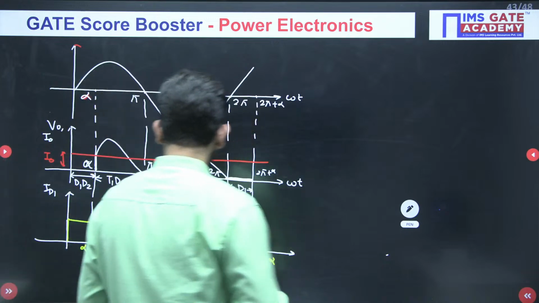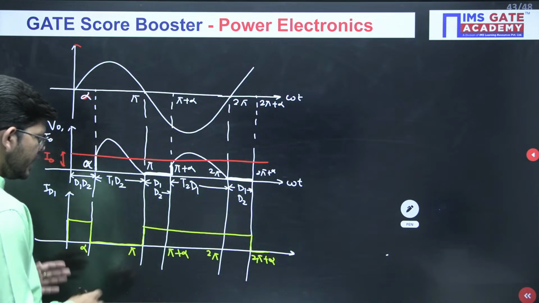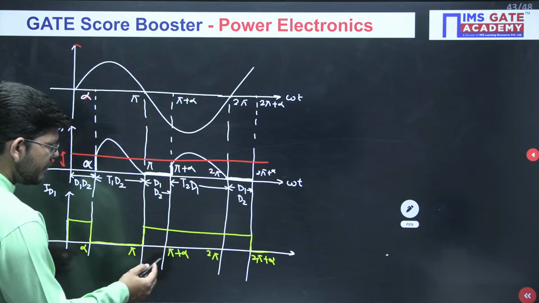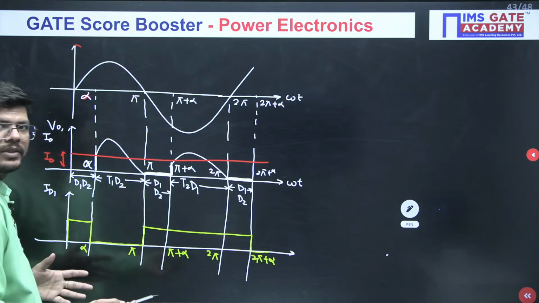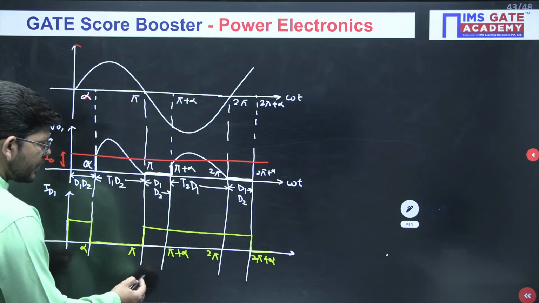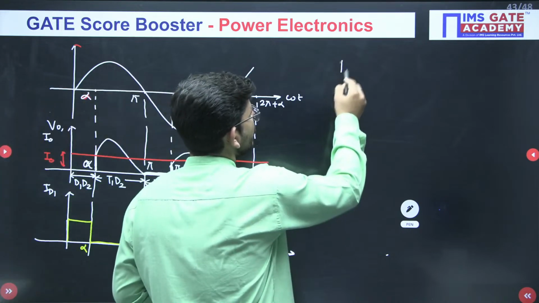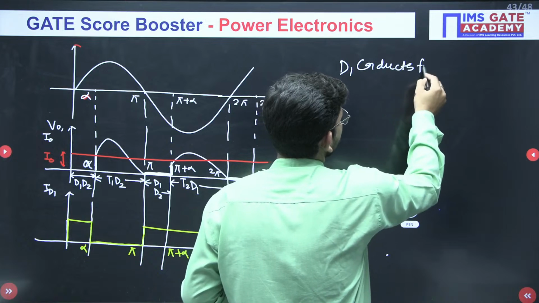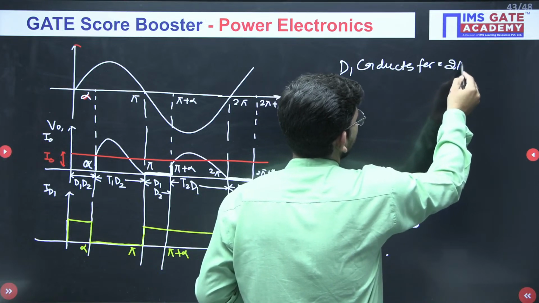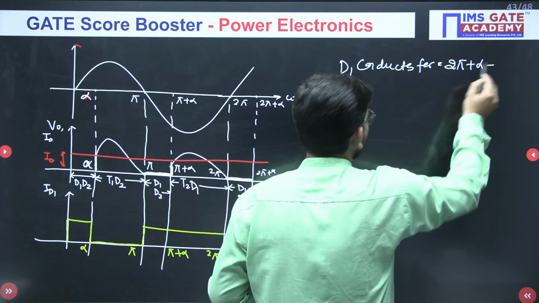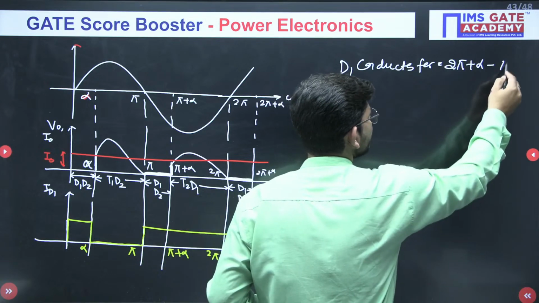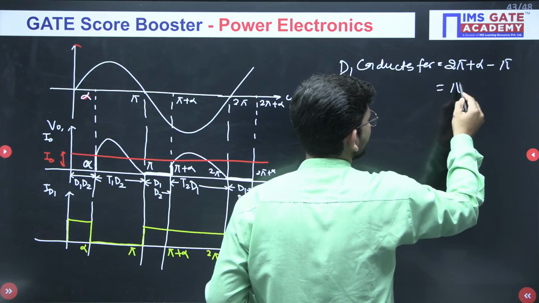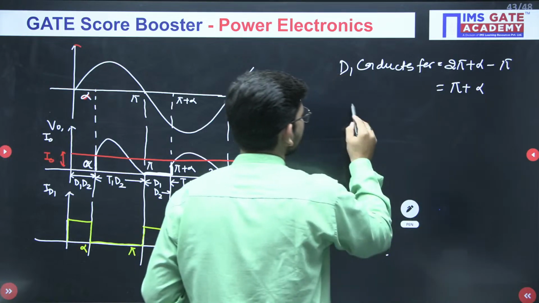In a 2 pi cycle, just see. In a 2 pi cycle, D1 is conducting for pi plus alpha, yes or no? Isn't it? Just see. So D1 conducts for, I can write, 2 pi plus alpha minus pi, isn't it? So what I will get? I will get pi plus alpha.